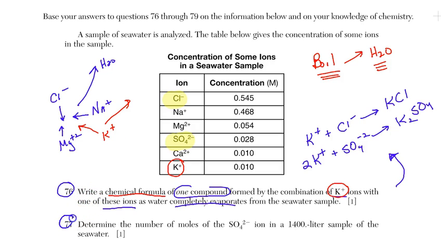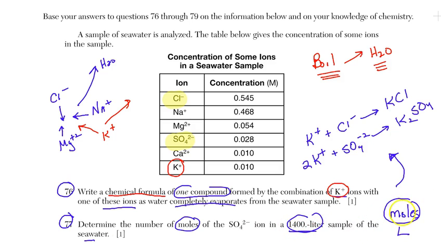Number 77, determine the number of moles of SO4 2- ion in a 1400 liter sample of seawater. So look at the wording. They give us moles and they give us volume. And what do they want to know? Well, they want to determine the number of moles in a 1400-liter sample of seawater.